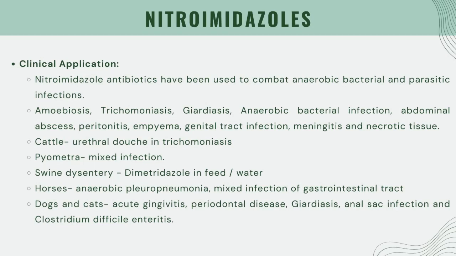Clinical application. Nitroimidazole antibiotics have been used to combat anaerobic bacterial and parasitic infections such as amoebiasis, trichomoniasis, giardiasis, anaerobic bacterial infection, abdominal abscess, peritonitis, empyema, genital tract infection, meningitis, and necrotic tissue. Urethral douche in trichomoniasis in cattle, mixed infection in pyometra, swine dysentery, anaerobic pleuropneumonia, mixed infection of gastrointestinal tract in horses, acute gingivitis, periodontal disease, giardiasis, anal sac infection, and Clostridium difficile enteritis in dogs and cats.